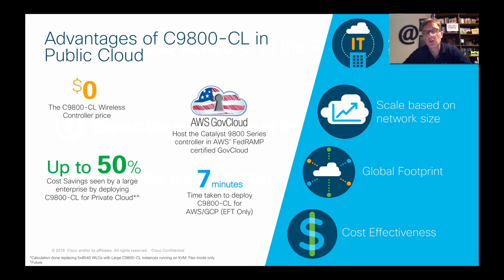The other thing is cost effectiveness. What do I mean by this? Well, first of all, the Catalyst 9800-CL, which basically stands for cloud, is a $0 SKU. So we cannot discount more than this. And it's really the fact that with the public cloud, you shift from a CapEx model to an OpEx model where you pay as you utilize the resource.